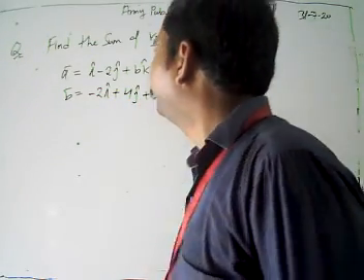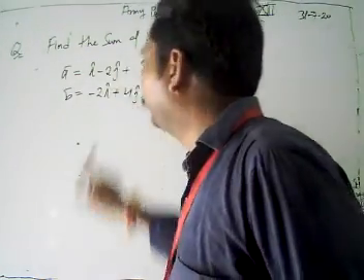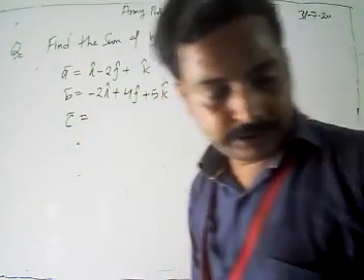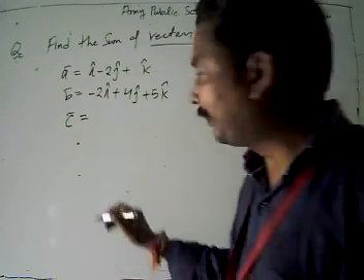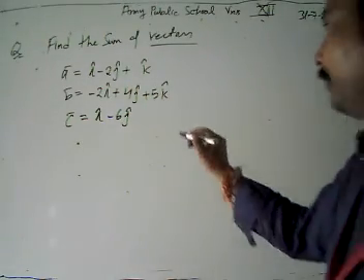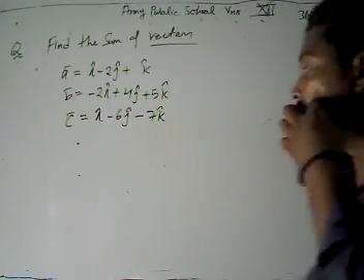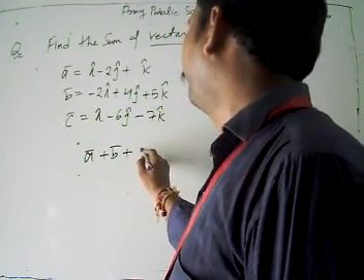Look, I am writing vector A there, it's k cap too. Vector A is i cap minus 2 j cap plus k cap, then vector B is minus 2 i cap plus 4 j cap plus 5 k cap, and vector C is given by i cap minus 6 j cap minus 7 k cap. We have to find the sum of the vectors: vector A plus vector B plus vector C.